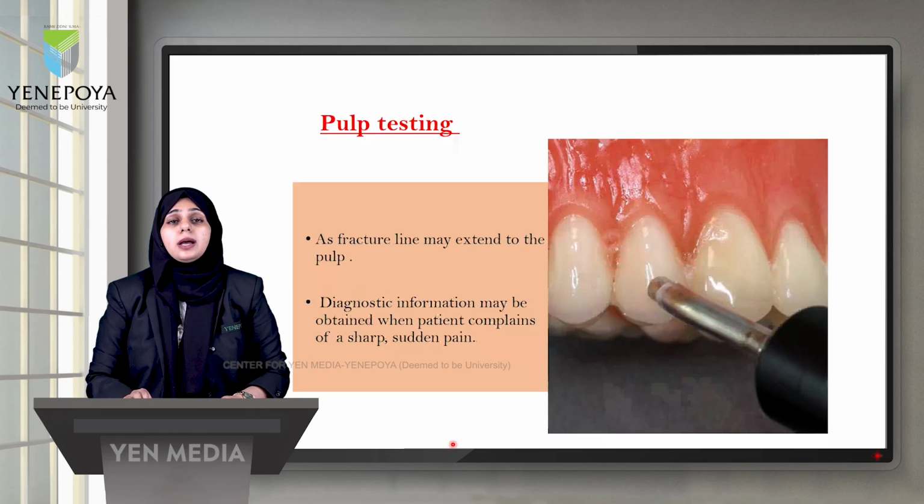Pulp testing. Pulp testing is helpful in diagnosis of vertical root fracture, as the fracture line may extend to the pulp, which will cause pulpal inflammation and necrosis. Diagnostic information may be obtained when the patient complains of sharp sudden pain, usually while chewing.